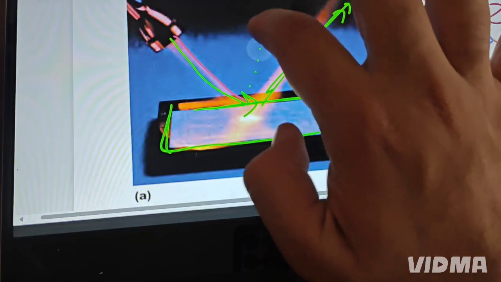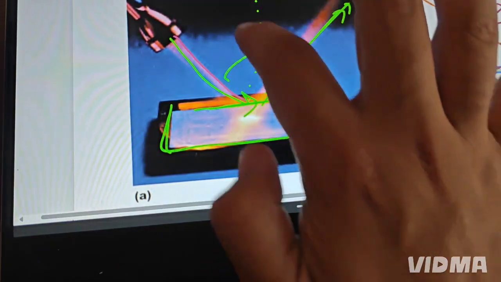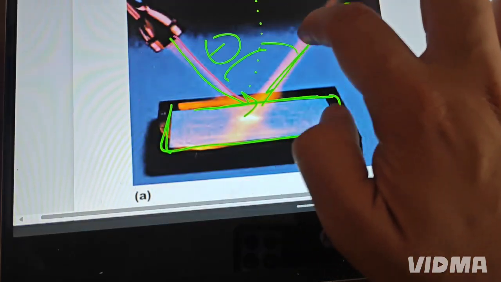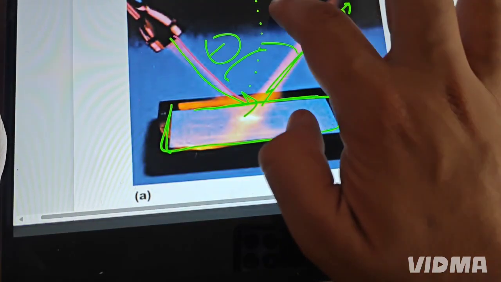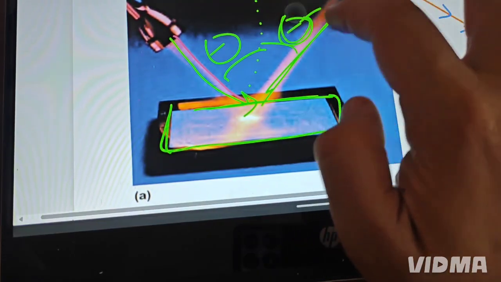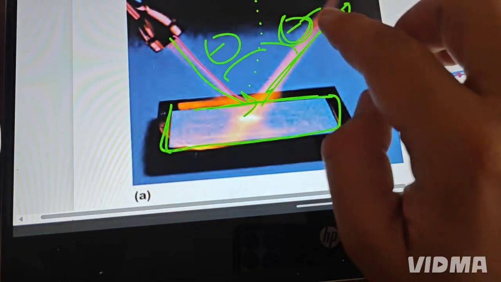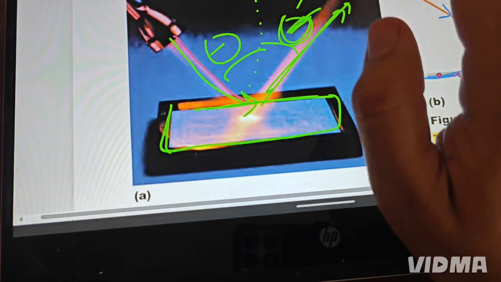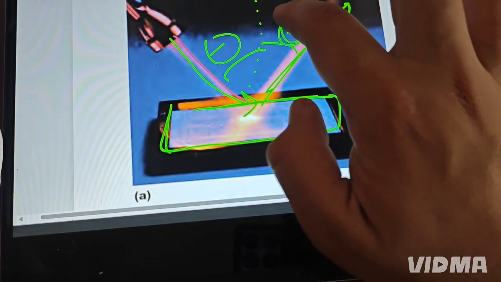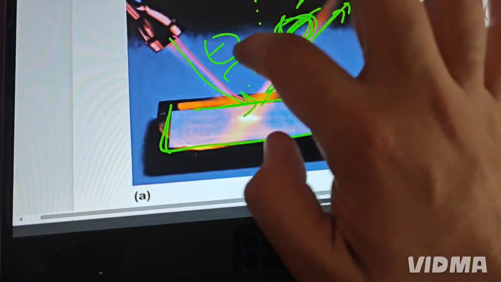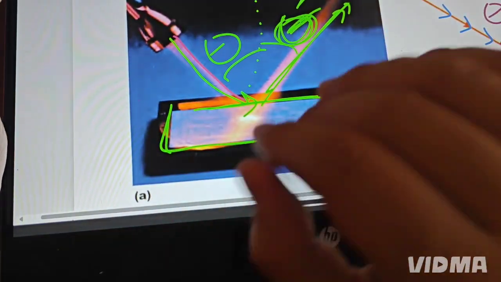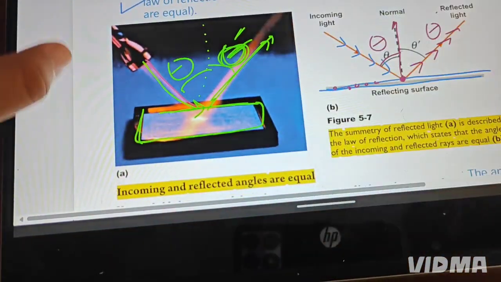So this is the dotted line. This angle is the angle of incidence, and this angle is the angle of reflection, and that one is the angle of incidence. This is the angle of reflection, this is the angle of incidence, and both angles are equal according to the law of reflection.